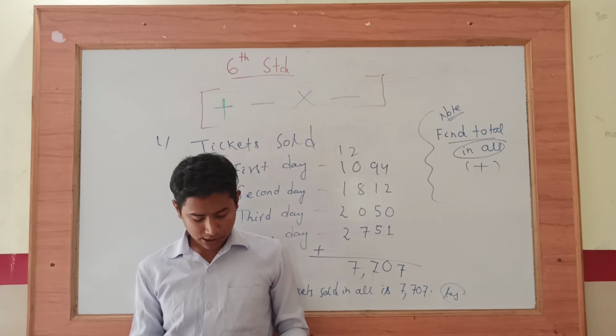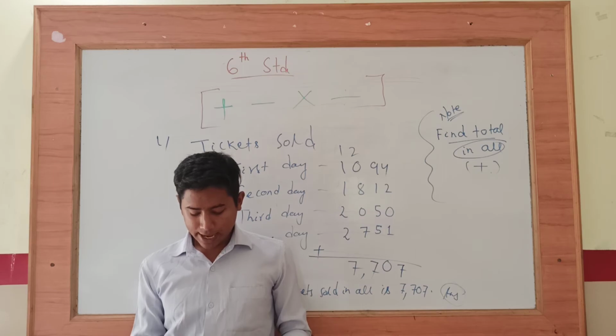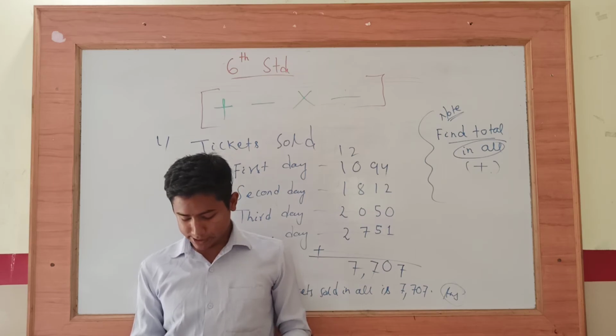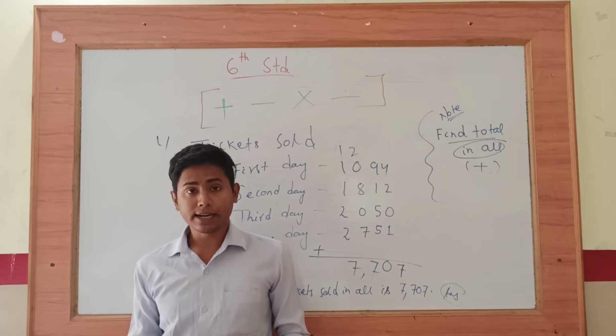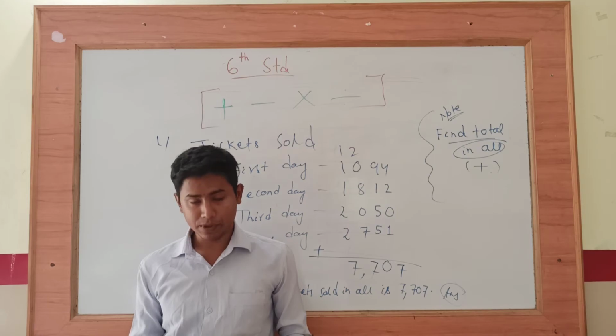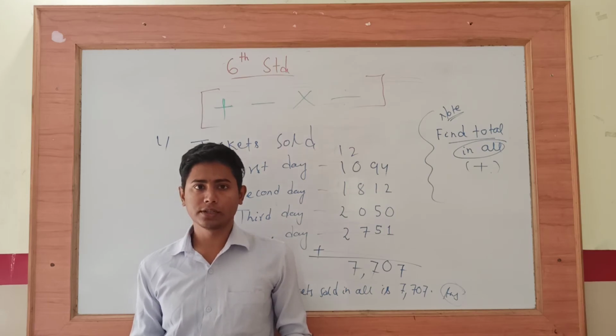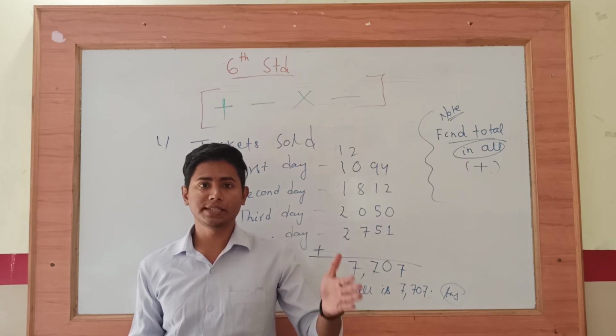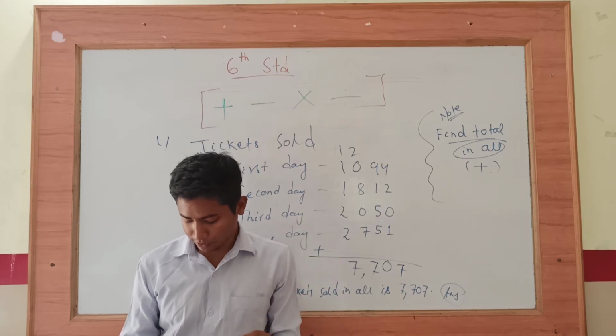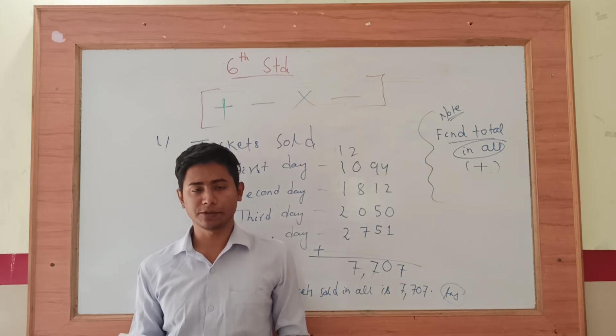Read the question properly. Shekhar is a famous cricket player. He has so far scored 6,980 runs, and in test matches he wishes to complete 10,000 runs. How many more runs does he need? Shekhar is a famous cricket player. All of you understood this? He has so far scored, means till now he has scored 6,980 runs in test matches.